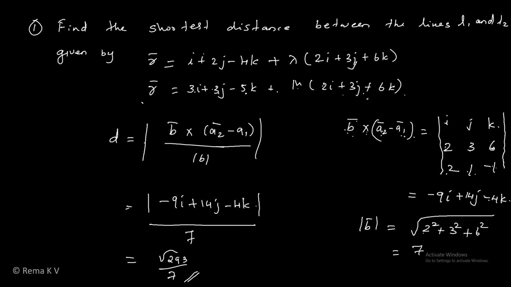So remember this one. First we have to find b cross a2 minus a1, find out a vector and find its modulus. Then that divided by modulus of vector b gives the shortest distance between the two parallel lines. Okay. Now one more case is there, the third case.